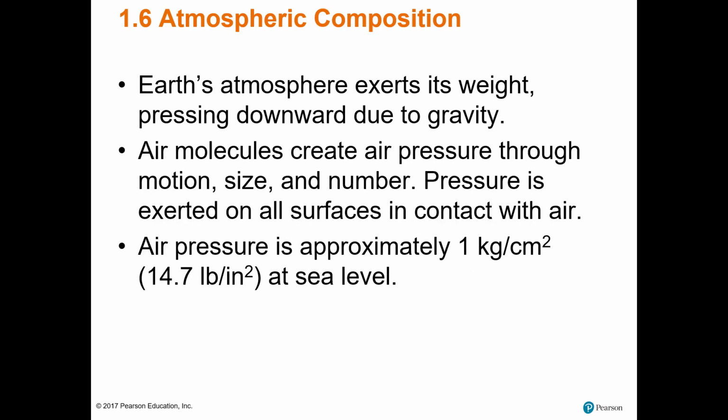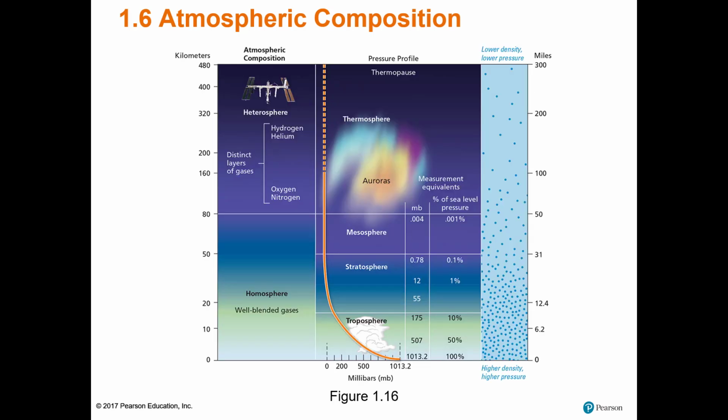So Earth's atmosphere does have its own weight, and it presses downward due to gravity. Air molecules create air pressure through motion, size, and number. So all air molecules are in motion, and depending upon the size of them and the number that are in a given volume of air, they're going to have different air pressures. Pressure is exerted on all surfaces that come in contact with air, and air pressure is approximately 1 kilogram per square centimeter or 14.7 pounds per square inch at sea level.